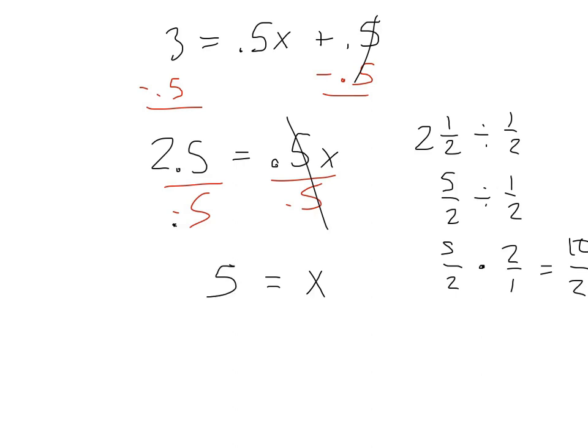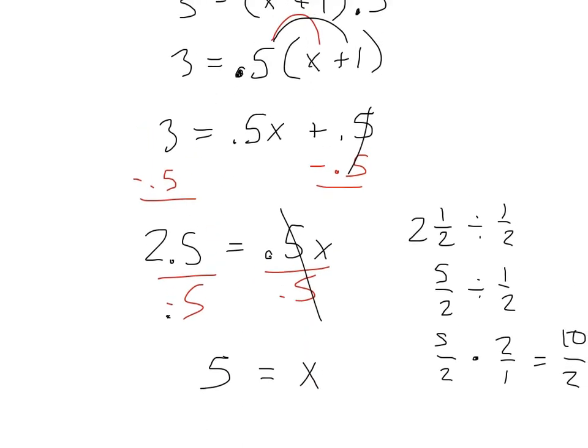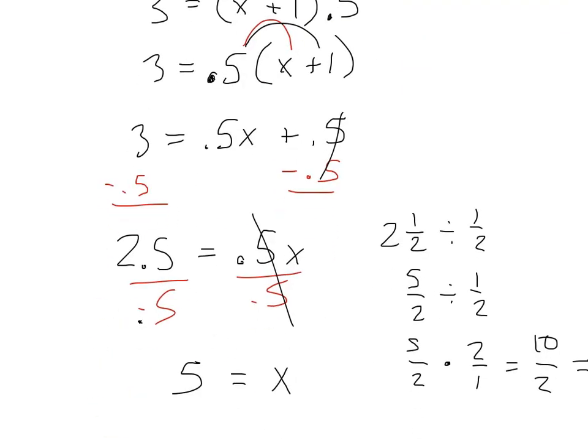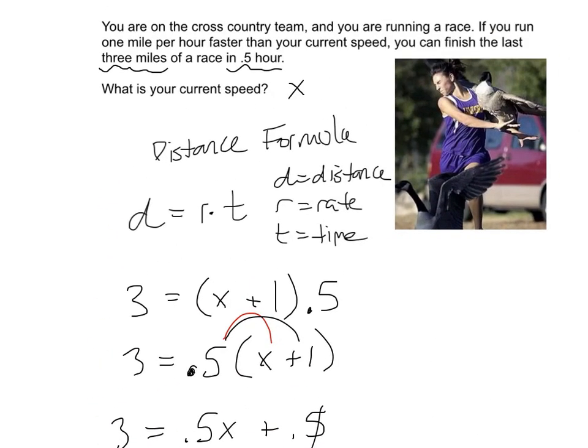Okay, so what is 5 though? Well, 5 equals x. So whatever x stood for up here, we can now replace with a 5, right? So x was the current speed. So how fast are you going right now? 5 miles an hour. And if we up that and you increase your speed by 1 mile per hour and now you're going 6 miles an hour, you will then finish the last 3 miles in 1/2 of an hour.